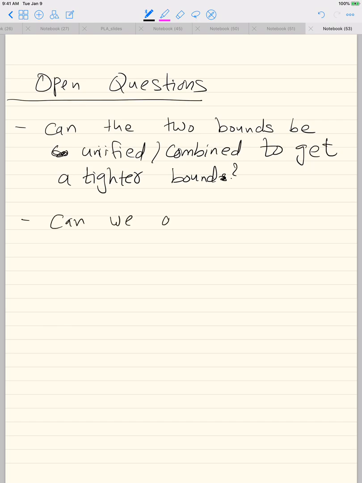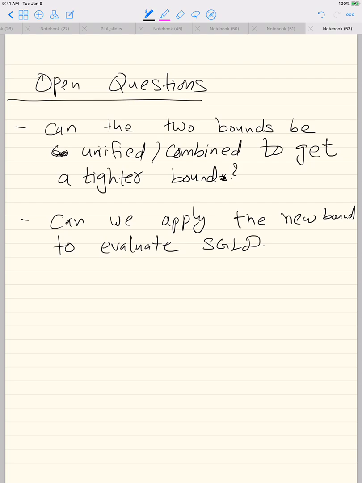Can we apply the new bound to evaluate SGLD? So one of my own students is looking at this problem, the second one. But this is something interesting to consider. How does it differ from the previous approaches?